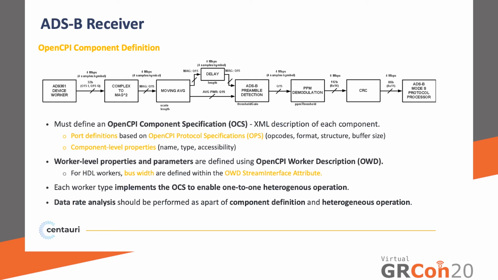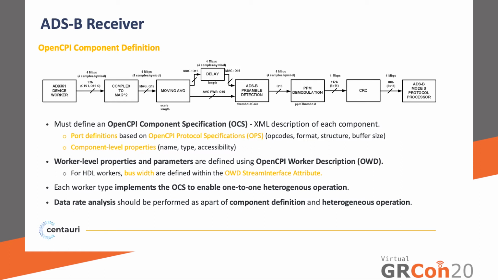Lastly, we did a data rate analysis during this component definition because we were really interested in heterogeneous operation. Based on the different worker types, you may have bottlenecks that you have to take into consideration when going from an RCC worker to an HDL worker. So we strongly encourage you to do some initial data rate analysis during the component definition.